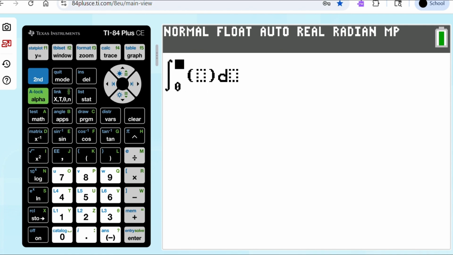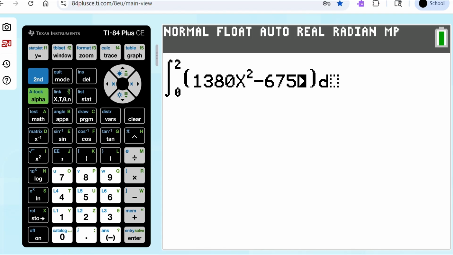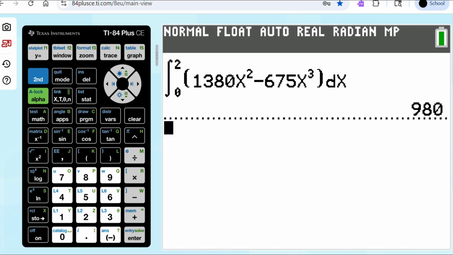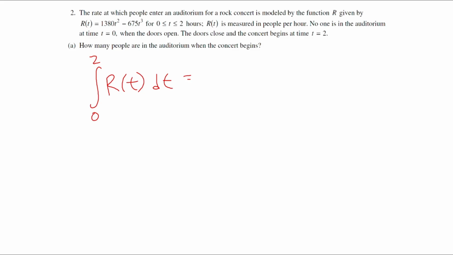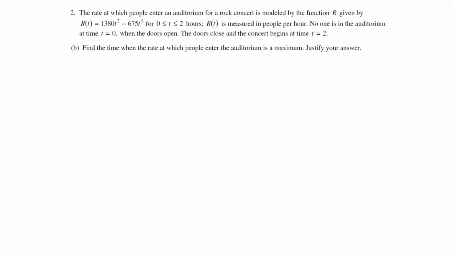We'll just integrate from 0 to 2, and then we're going to put in our function, which is 1,380t squared, so we'll use x squared, minus 675, in our case, x cubed, dx, and we'll get 980. So I suggest you use the calculator just to make sure you don't make an arithmetic error. And you could always check it by hand if you wanted to. But we got 980 people, 2 points for that, 1 for the integral, and 1 for the answer.